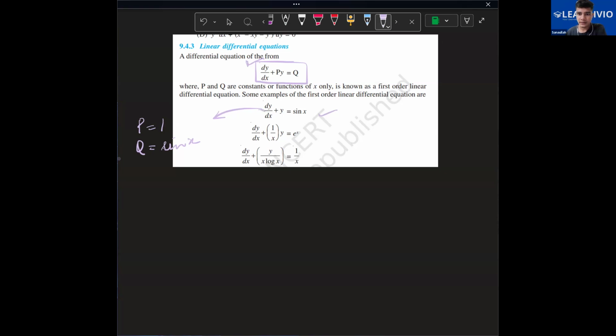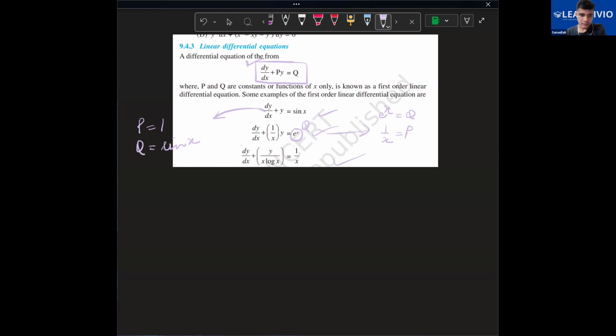And this is also an example: dy by dx plus 1 over x into y equals e to the power x, where e to the power x is your q and 1 over x is your p. Okay, is it clear? Yes, sir.